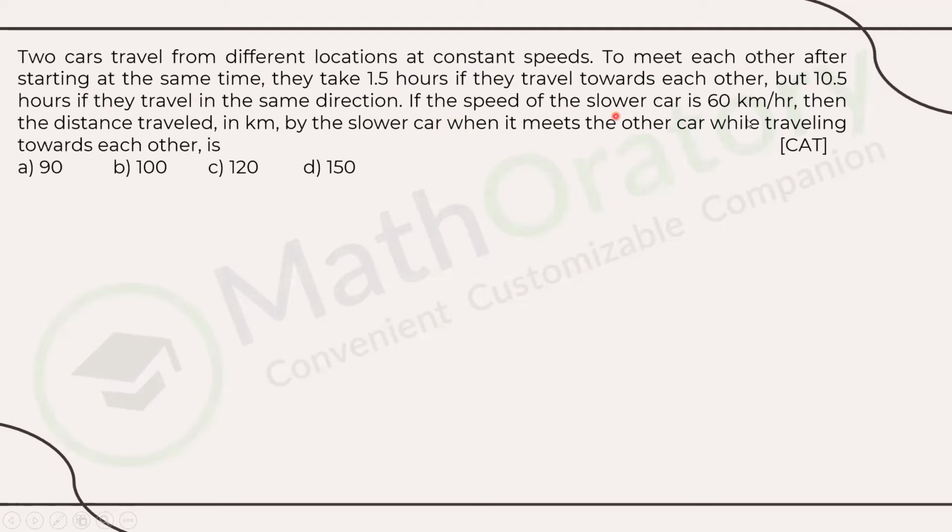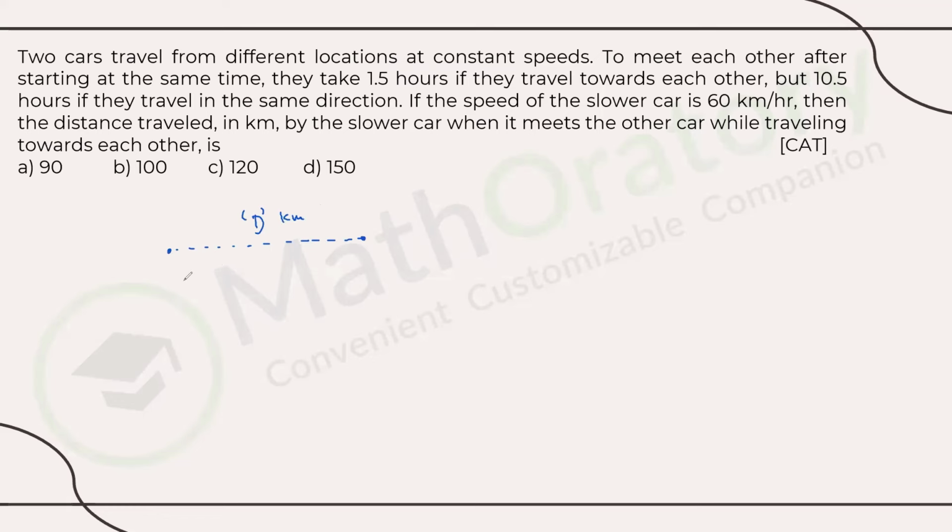If the speed of the slower car is 60 km/h, then find the distance traveled by the slower car when it meets the other car while traveling towards each other. So the second part you can just utilize along with the previous information. The previous information tells us that in the opposite direction they'll take 1.5 hours to meet, and in the same direction, 10.5 hours to meet. But they are starting from two particular points, right? So initially the gap between them must be a certain distance, let's say d kilometers.